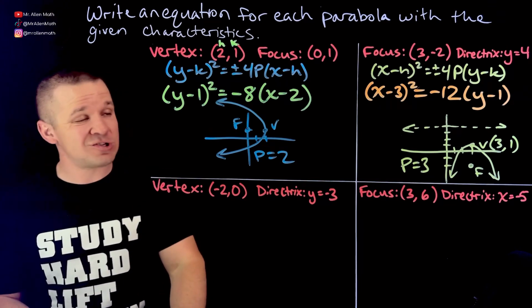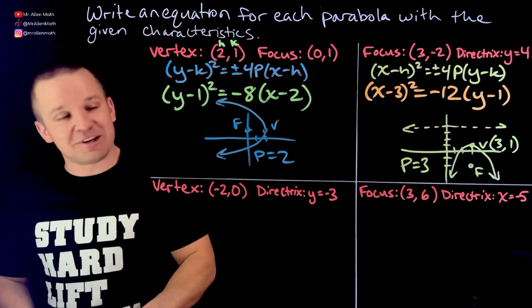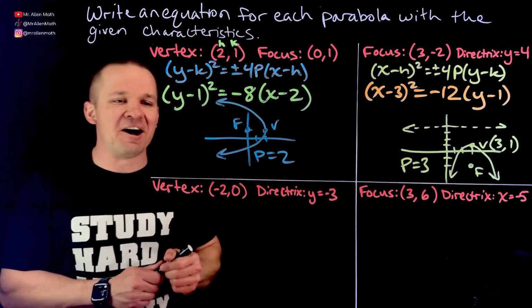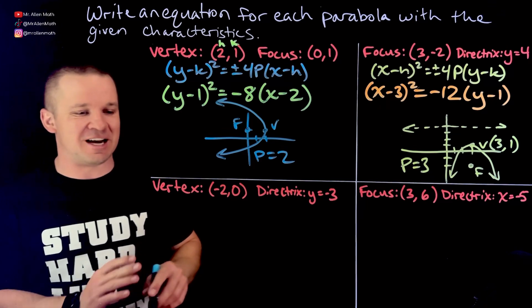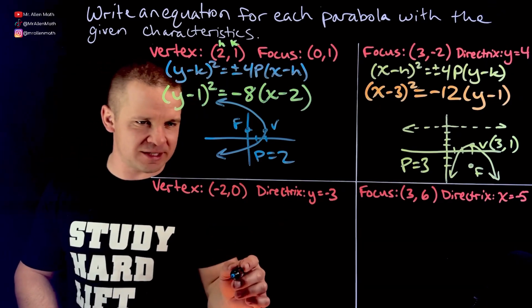That's dope. Super dope. We got 2 more. Man, the fun does not stop when it comes to conic sections. All right. Vertex and directrix this time. So I'll do a rough sketch. Directrix is y equals negative 3. Vertex is negative 2, 0.